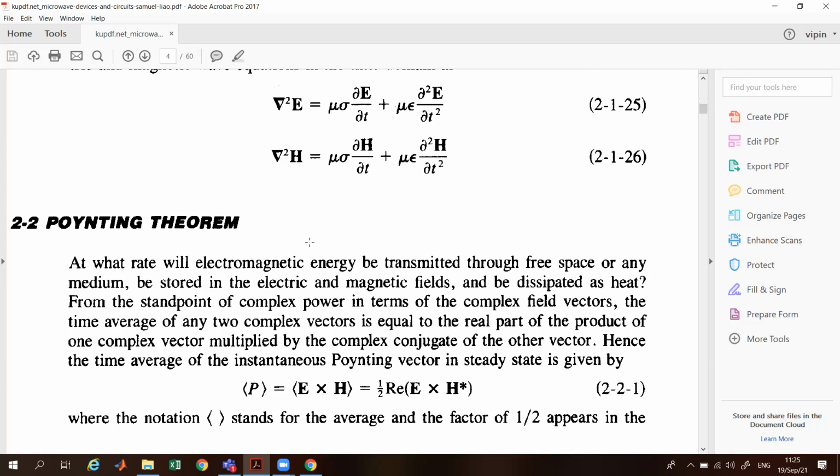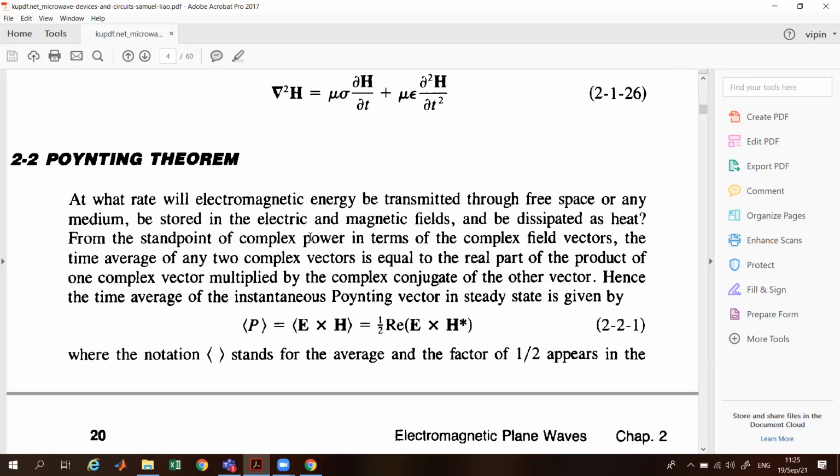Now, using these terms, we have a theorem named the Poynting theorem, which finds out the energy that can be transmitted through free space or any medium when we have electric and magnetic fields. At what rate will electromagnetic energy be transmitted through free space or any medium, which is stored with the help of electric and magnetic fields, and how much heat will be dissipated.